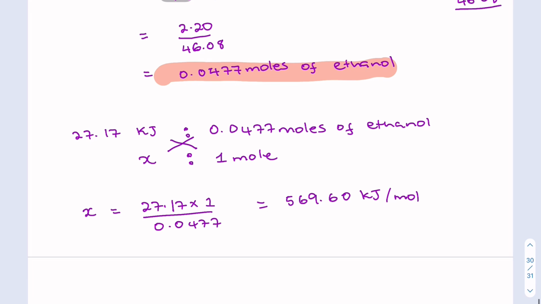Okay, important to note here that this value is equivalent to the energy absorbed by the water, right? But remember, we said the energy that is released by the combustion will be equal but opposite. So therefore, the heat of combustion, according to our result here, will be negative 569.60 kilojoules per mole.